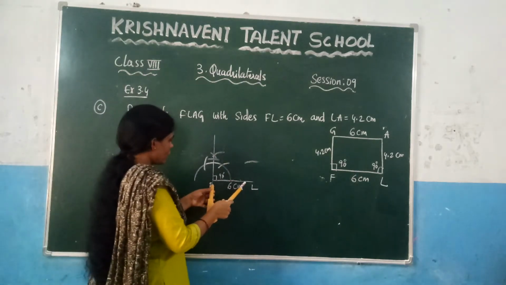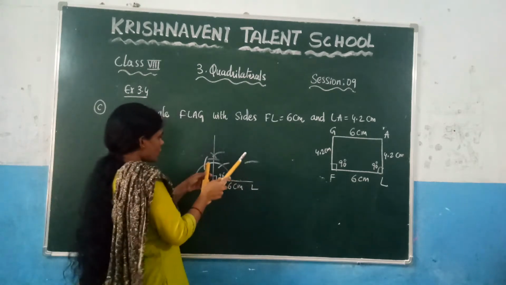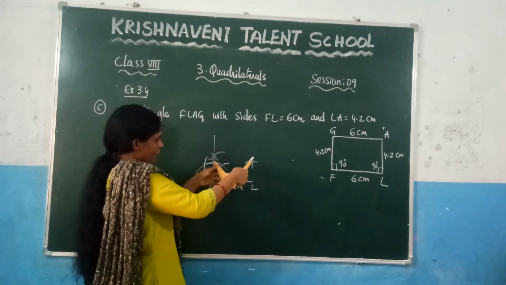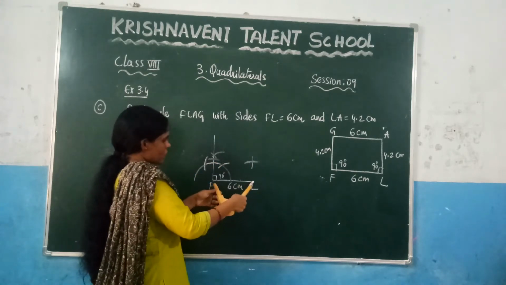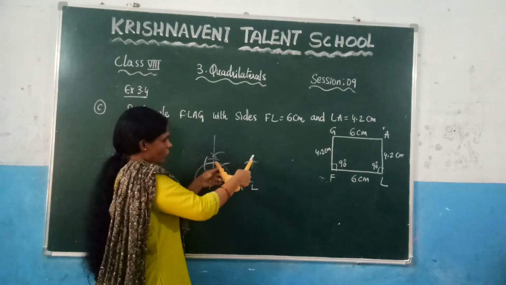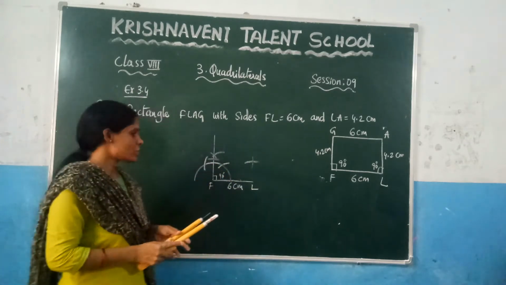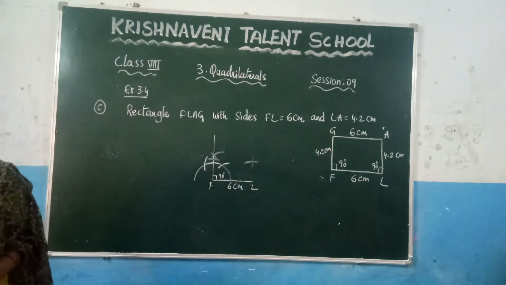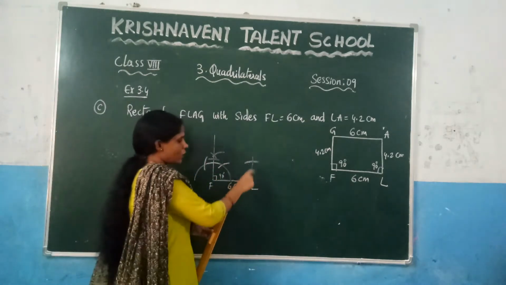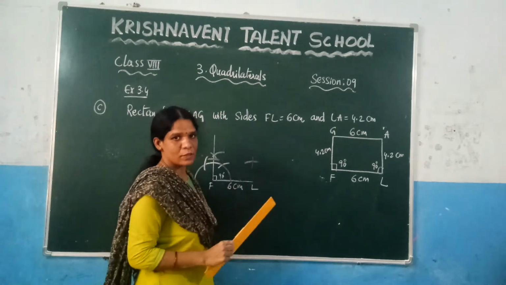Now take this length measurement, which is nothing but 6. Because at this point again you can make one more arc, because you know that this length and this length are equal. So I have measured this length, which is 6 centimeters, and at this point I have drawn one arc, which indicates that the length of FL and this one is equal. So now you got one more arc.